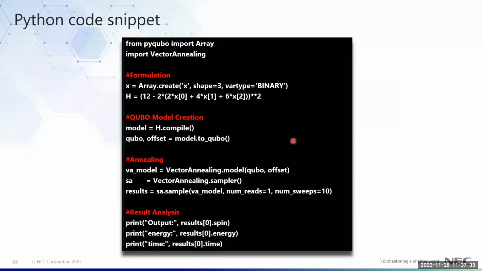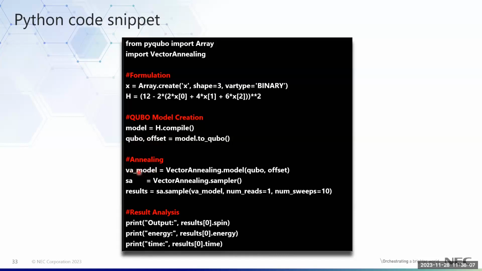So to summarize all of that, this is how the Python code looks. You first import vector annealing, and then you formulate the problem. We already had the Hamiltonian, so we just say H equals the same thing from the previous slides. Then you create the Cubo model, where you call h.compile. That's how you send it to the PyCubo. And then you perform annealing once you have your Cubo and offset prepared.